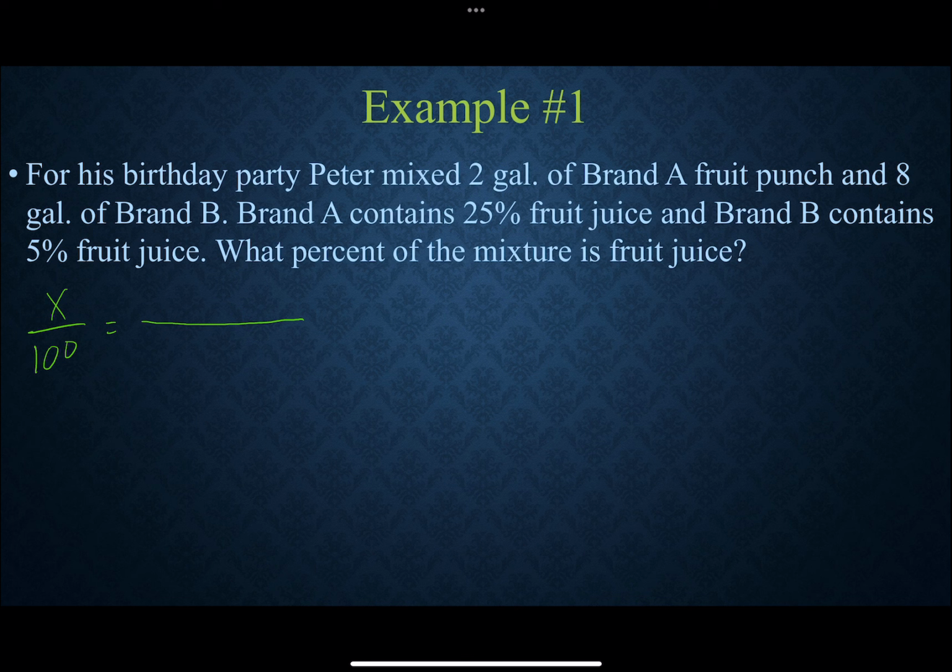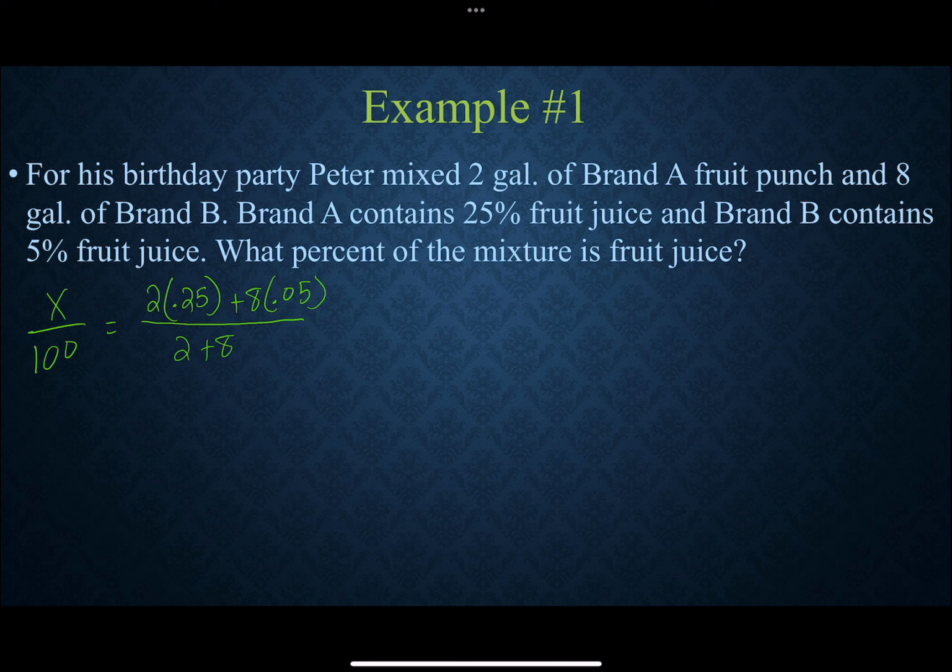And then the concept of having the sum of the individual parts is we know that brand A, there's 2 gallons. And brand A has got 25%. So it's 2 times 0.25. And then brand B is 8 gallons. Its percentage is 5%, so it's 0.05. Make sure you are careful with single digit decimals there. You want to make sure that if it's 5%, it's 0.05, 7% would be like 0.07, stuff like that. And then the total amount is the 2 gallons and 8 gallons added together.